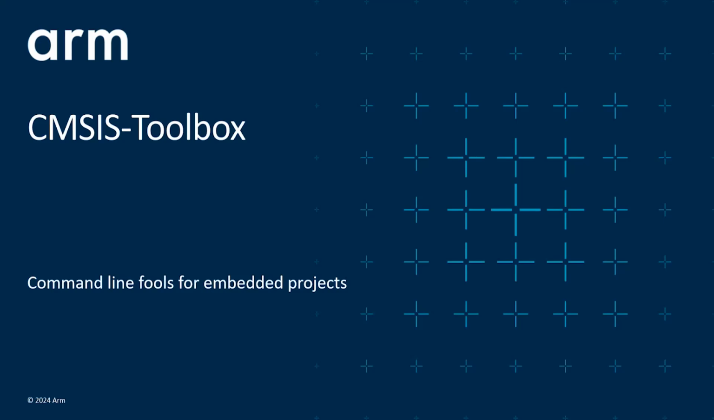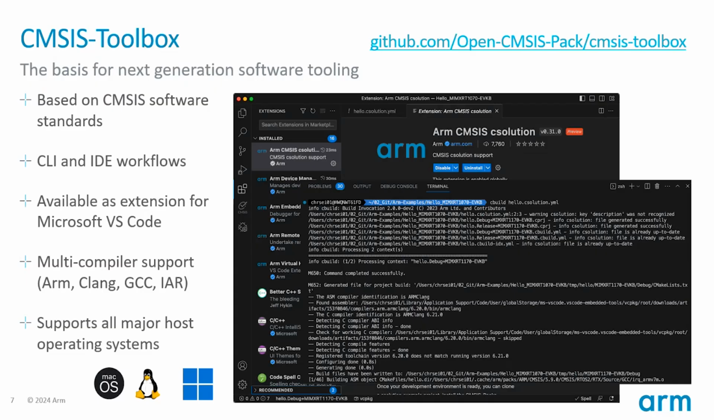Now, let me talk about some of the baseline technology that we are now using in Keil Studio in MDK version 6, which is the CMSIS-Toolbox. And the CMSIS-Toolbox, as I said, is a set of command line tools for embedded projects. So this is the basis of our next generation software tooling. It is using CMSIS software standards. So basically everything in the CMSIS-Toolbox is developed around our CMSIS packs, which is the delivery mechanism for device and board support and software components. And the nice thing, it works in command line and IDE workflows.